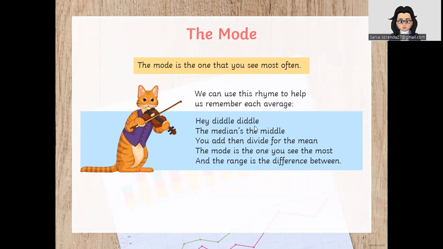So hey diddle diddle, the median's the middle. You add then divide for the mean. The mode is the one you see the most, and the range is the difference between. So in this lesson, you can easily remember the mode as the one that you see the most, or in other words, most often. Okay, so let's have a look at some examples.